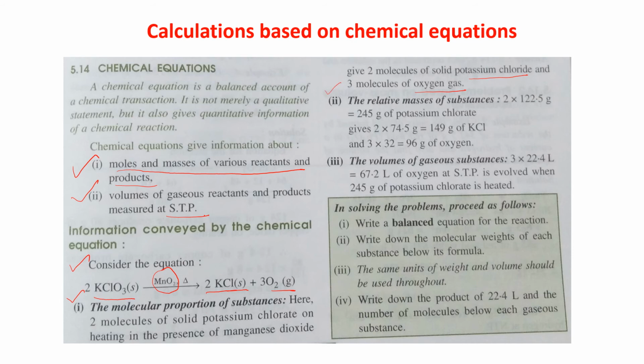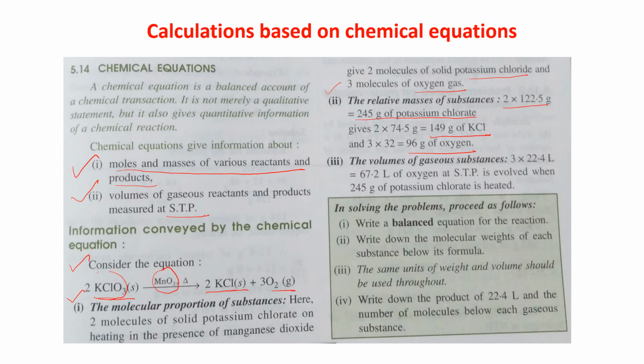The second information, the relative masses of the substance. If I am finding out the molecular mass of KClO3 together, the molecular mass into 2, that means it is coming 2 into 122.5 is equal to 245 gram of potassium chlorate. On heating it is giving 149 gram of KCl and 96 gram of oxygen. Okay, this is the total information that we are getting from this equation.